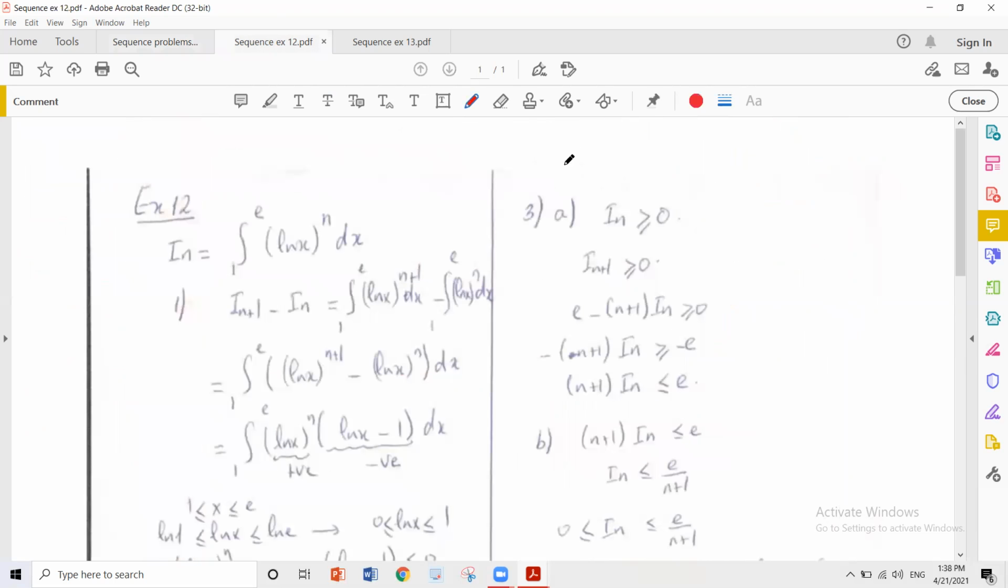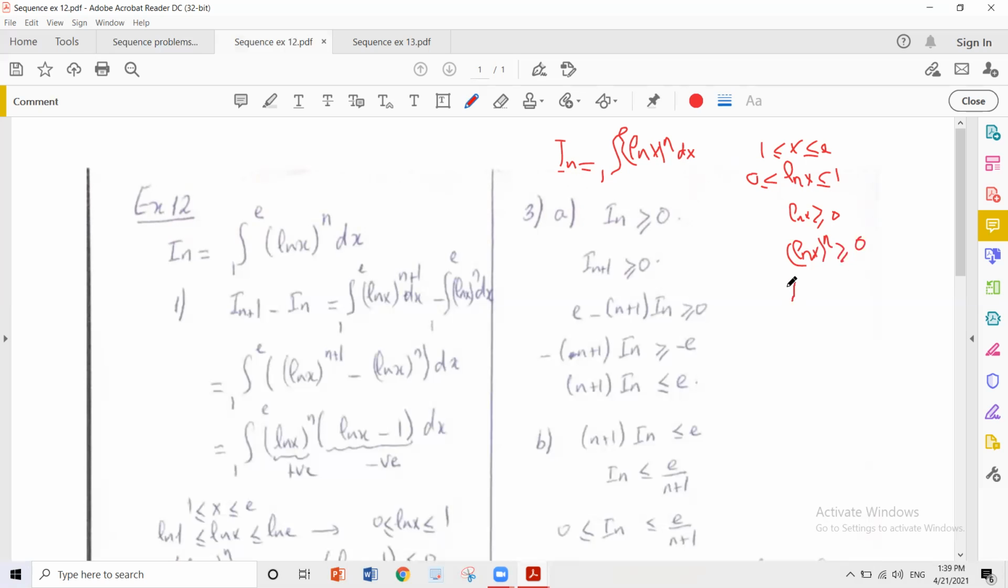Is it only because it is decreasing? No. I_n equals the integral from 1 to e of (ln x) to the power n dx. x is between 1 and e, so ln x is between 0 and 1, which means ln x is positive or equal to 0. So (ln x) to the power n is positive.